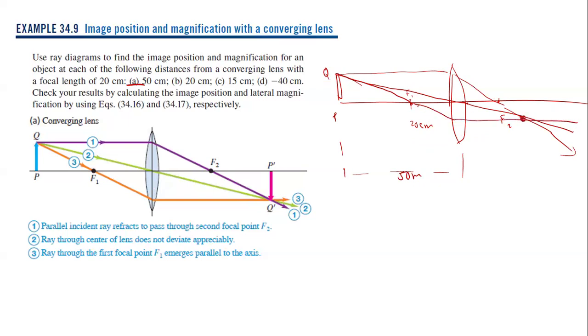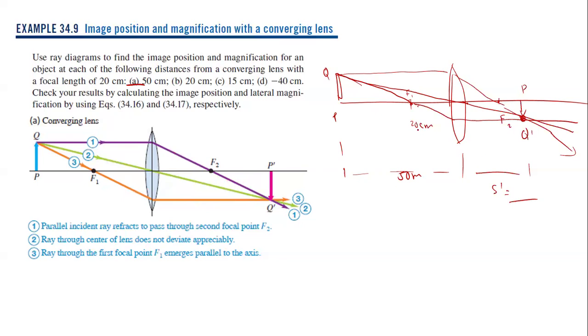At some point, both of them will intersect at this point. So this is the Q prime and this is the P prime. Then you measure the distance of this using a ruler, and compare it with the computations. This is how you draw the graphical method. You just follow these three rays.